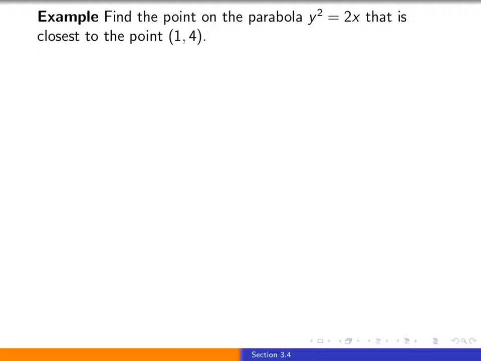So let's find the point on the parabola y squared equals 2x that is closest to the point (1, 4). Okay, let's draw a picture of the situation. So we have the parabola y squared equals 2x, so think x equals 1/2 y squared. That's going to be a parabola opening in the positive x direction. So roughly speaking, something that looks like this. And what we would like to do is determine what is the point on the parabola closest to the point (1, 4).